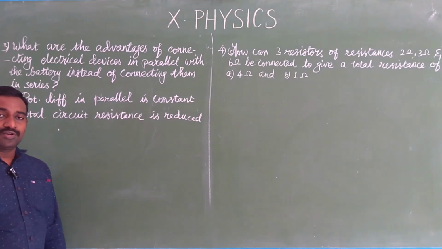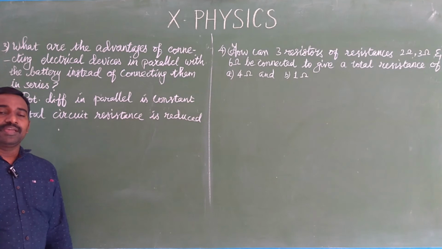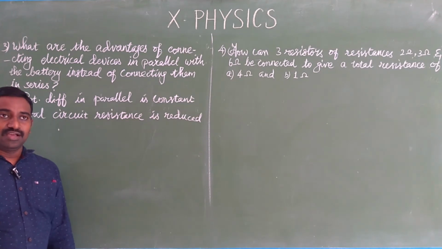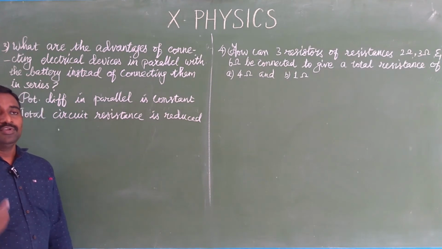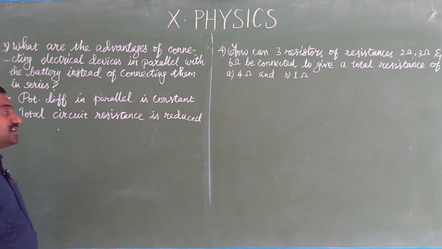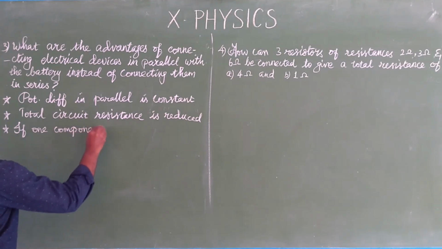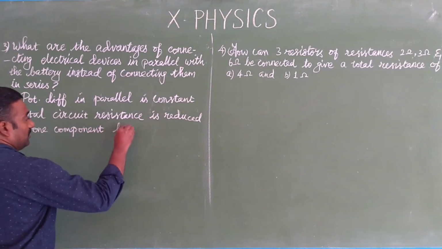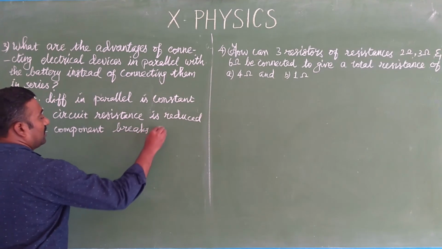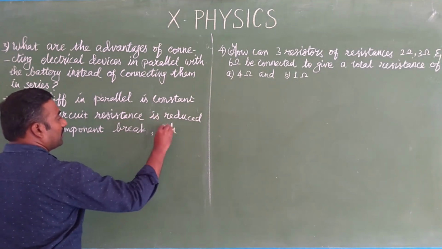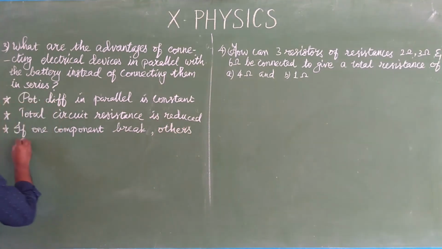Now if we take three components R1, R2, R3, and the connection of R1 is cut, will the remaining appliances work? Certainly they will. So if one circuit breaks, the others will continue to function. If one component breaks, others will work.